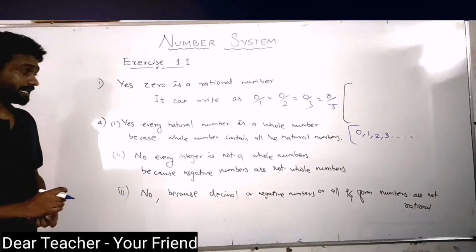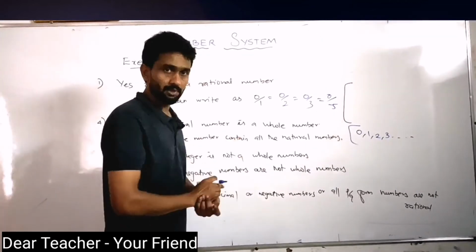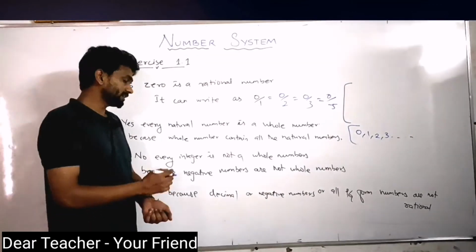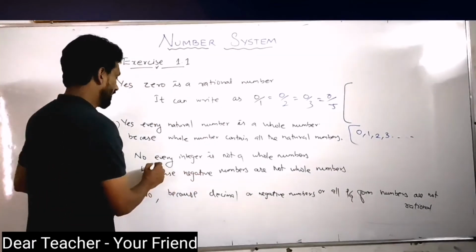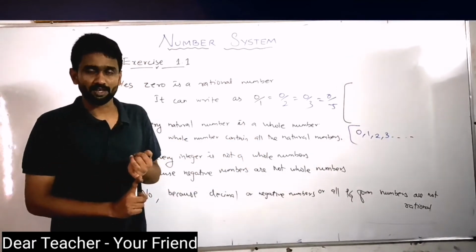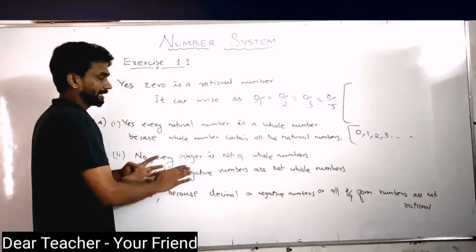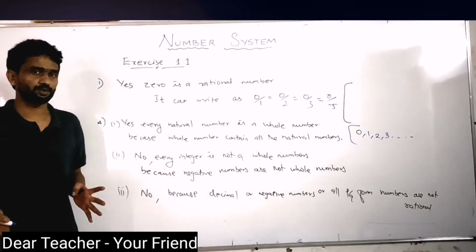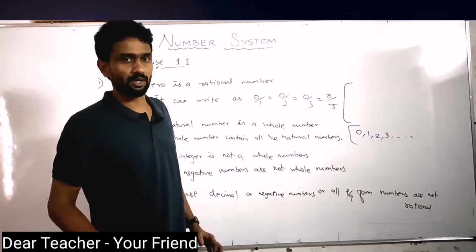Next one, every integer is a whole number. No, every integer is not a whole number. We know negative numbers are not whole numbers. So because negative numbers are not whole numbers, for example, minus 2 is not a whole number, minus 3 is not a whole number.